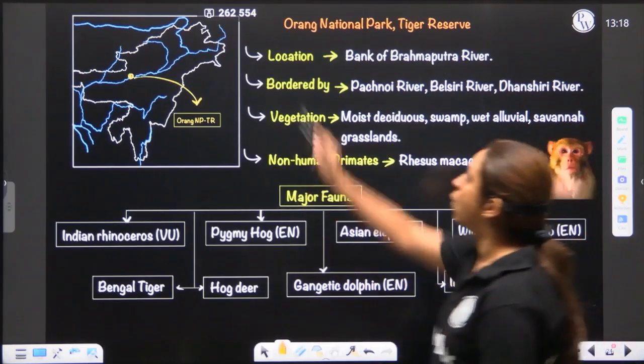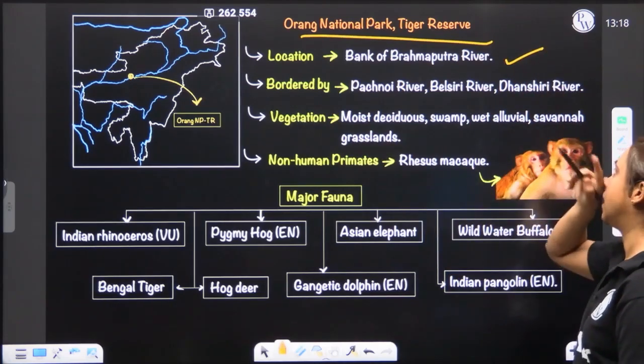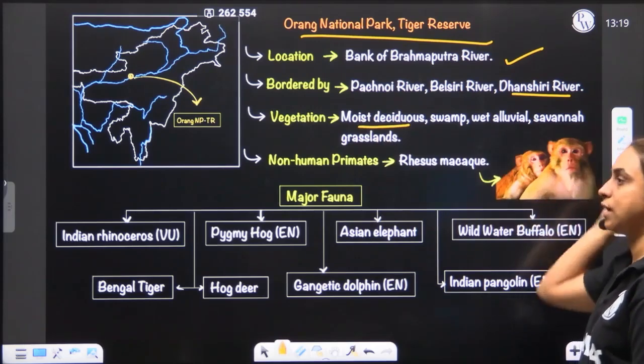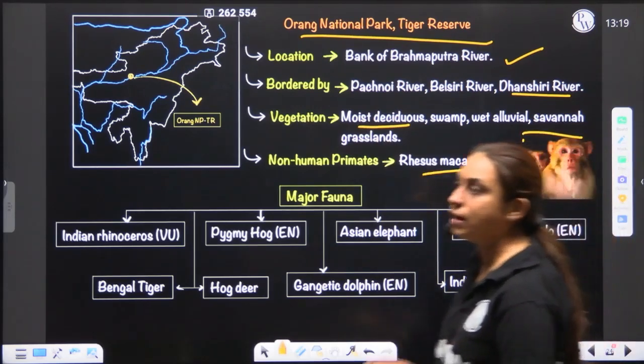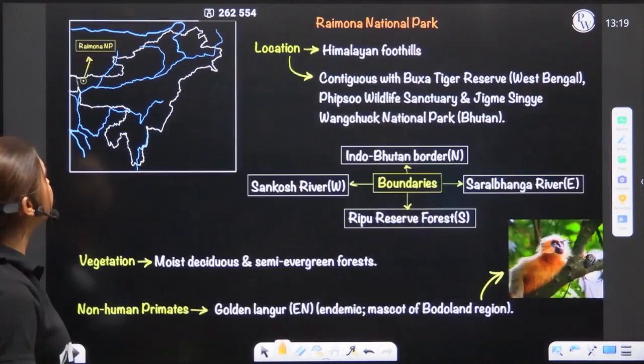You also have Orang Tiger Reserve. This is on the bank of the Brahmaputra River. You have the Dhansiri River flowing. This has deciduous forest. It has savanna grasslands. It has a lot of rhesus monkey, rhino, pygmy hog, elephants, Gangetic dolphin, Bengal tiger. That is there in your Orang.